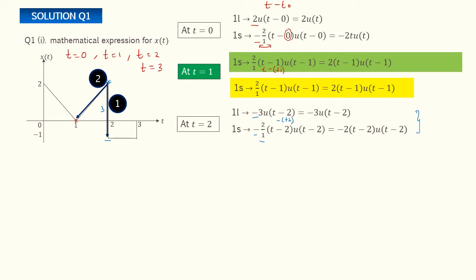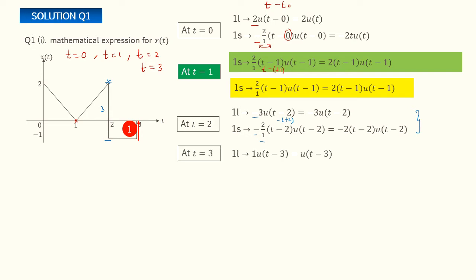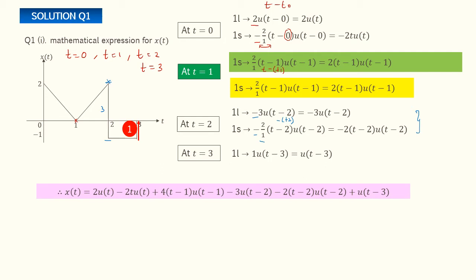Okay, move on to the next position, t equal to 3. You only have one vertical line at t equal to 3. Therefore, at t equal to 3, the line is pointing upward, so it's positive. The magnitude is 1, so u(t minus 3). Okay, to get the complete equation of x(t), you need to sum them all up. Therefore, your x(t) equals this equation.